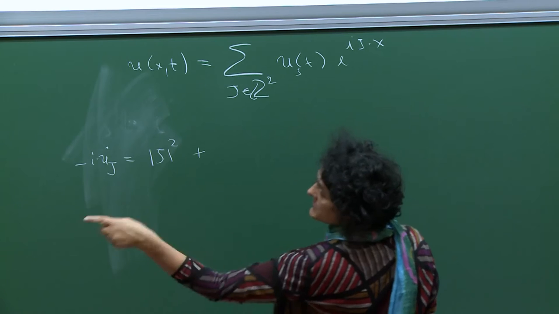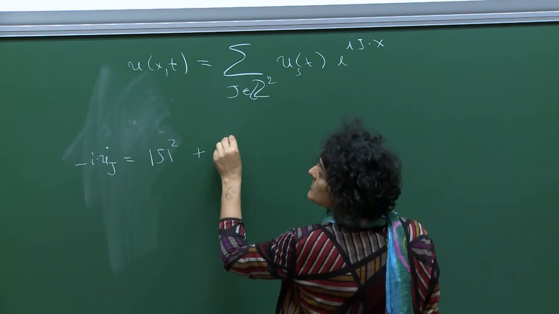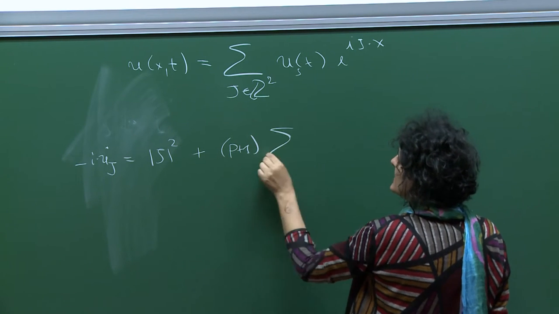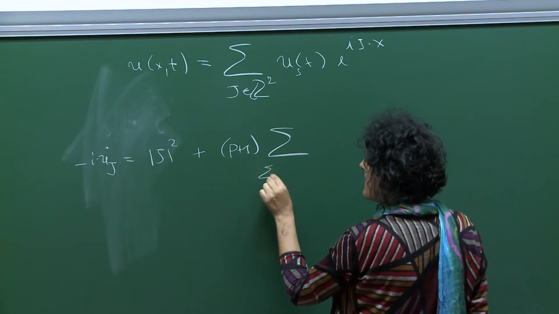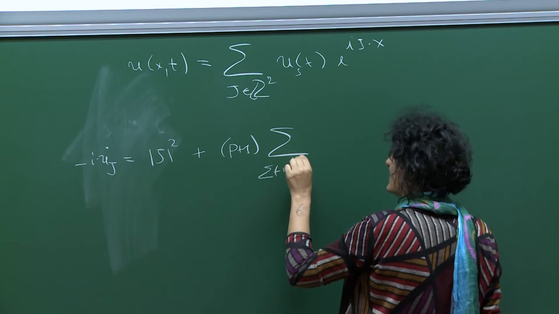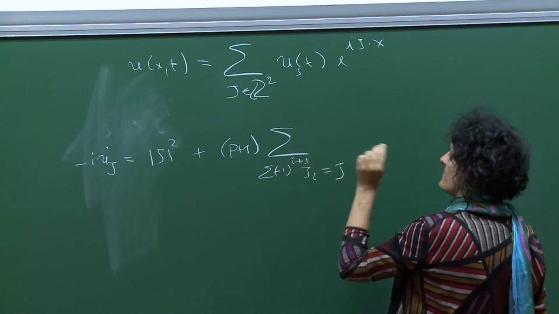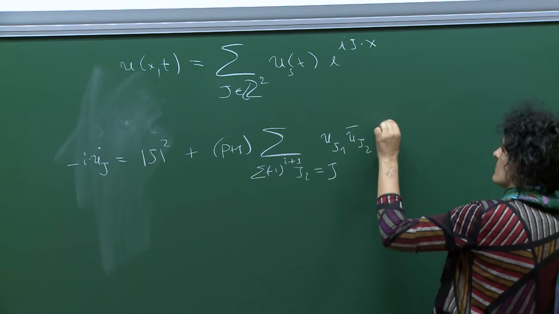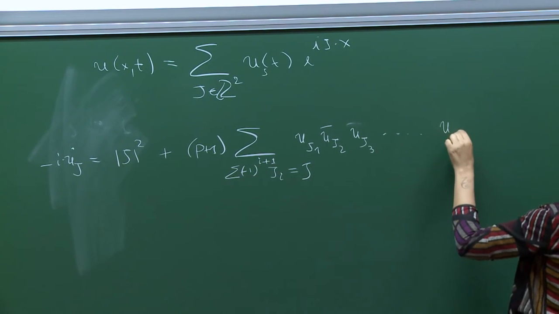I said I would choose k equal to p plus 1, so I have to remember it. Here, obviously, it does not look particularly nice. So I have minus i, minus 1. I'll try to write it. And then I have u_j.